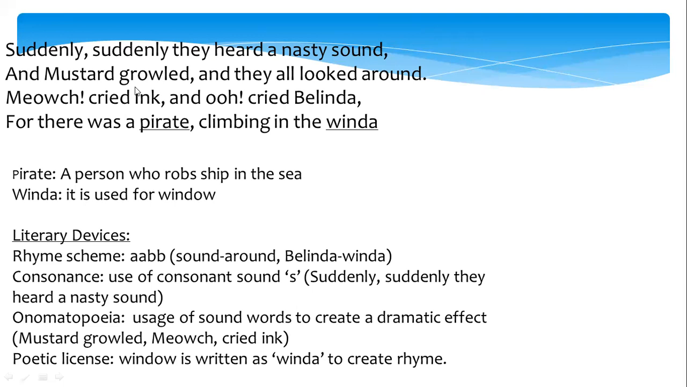So while all of them were making fun of the dragon, they heard the sound of someone entering the house. When they looked towards the window, they saw a pirate climbing up the wall. The dog barked at him, and the kitten mewed to him. Belinda cried, "Ooh," because all of them were scared of the pirate who robs ships.